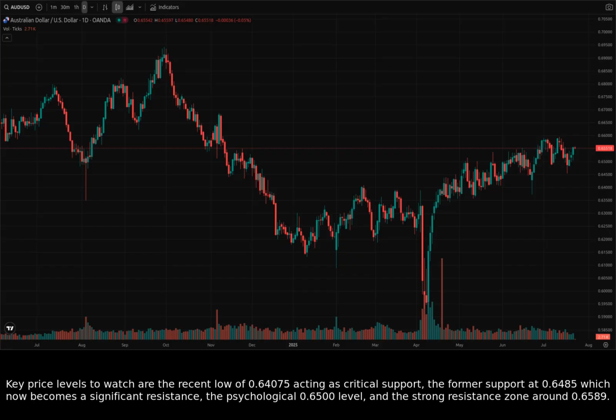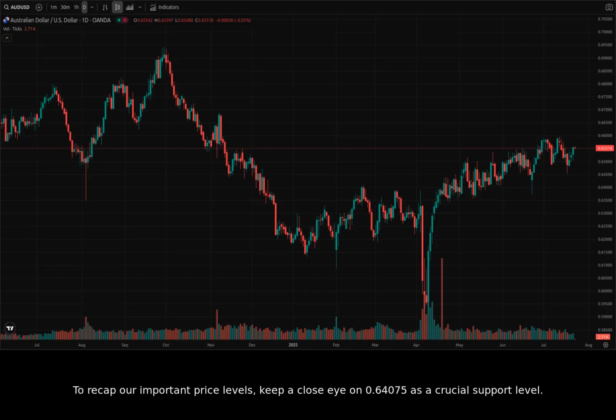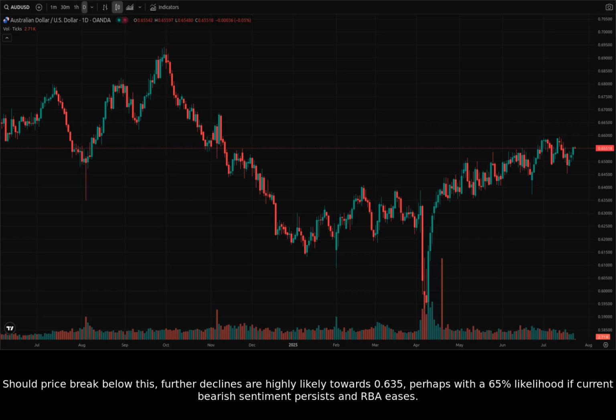Key price levels to watch are the recent low of 0.64075 acting as critical support, the former support at 0.6485, which now becomes a significant resistance, the psychological 0.6500 level, and the strong resistance zone around 0.6589. To recap our important price levels, keep a close eye on 0.64075 as a crucial support level. Should price break below this, further declines are highly likely towards 0.635, perhaps with a 65% likelihood if current bearish sentiment persists and RBA eases.